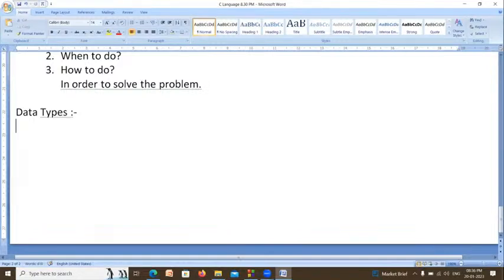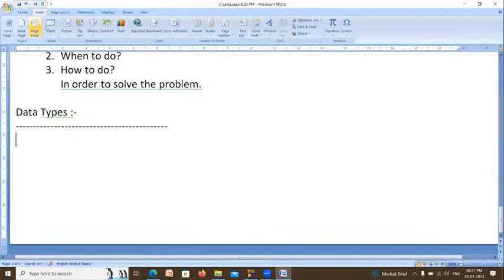Data types available in C language. What is the meaning of data type? What are the types available in data in C? Whenever you see a keyboard, there you can see alphabets, digits, and symbols. Those are classified into 4 types. Those are called data types.